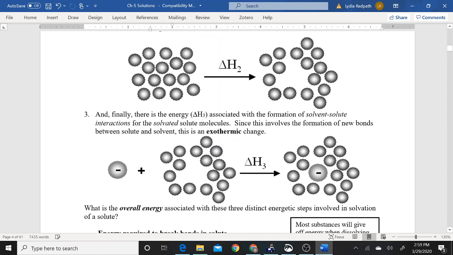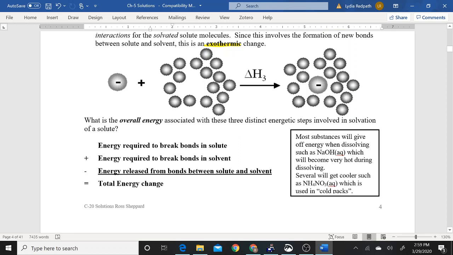Finally, the last step, the only exothermic step that we see, is those new bonds being formed between the solvent and the solute, and those new bonds being formed are actually now going to give off energy, being, again, exothermic. So whenever we talk about any chemical reaction, the overall energy that we're looking at is the energy required to break the bonds in the solute, plus the energy required to break the bonds in the solvent, so between the solvent molecules, minus the total energy released when the new bonds form. That's going to give us our total energy change.